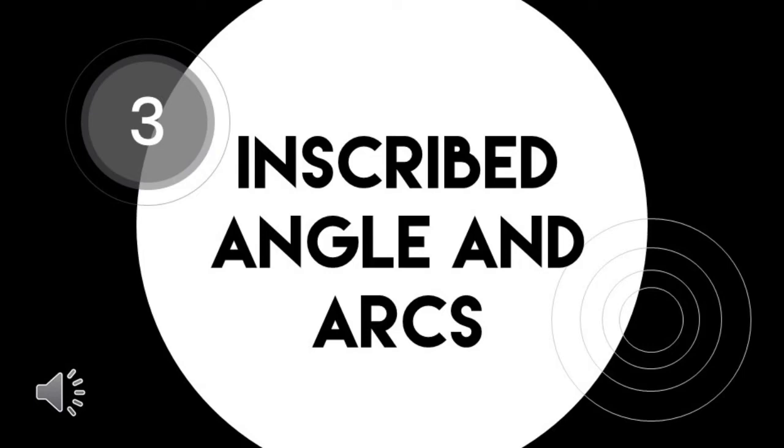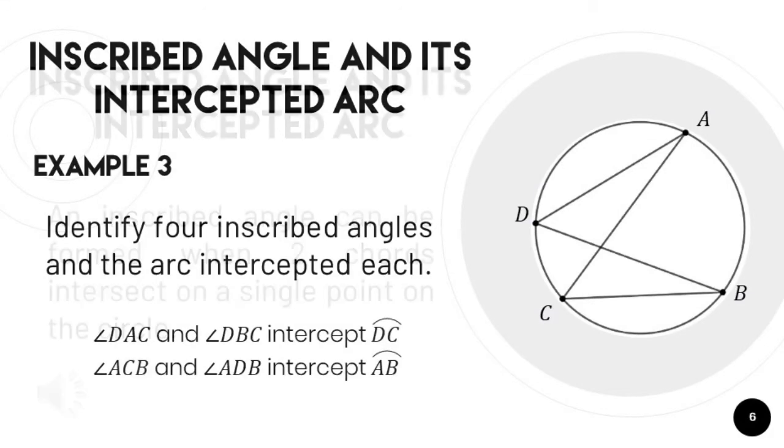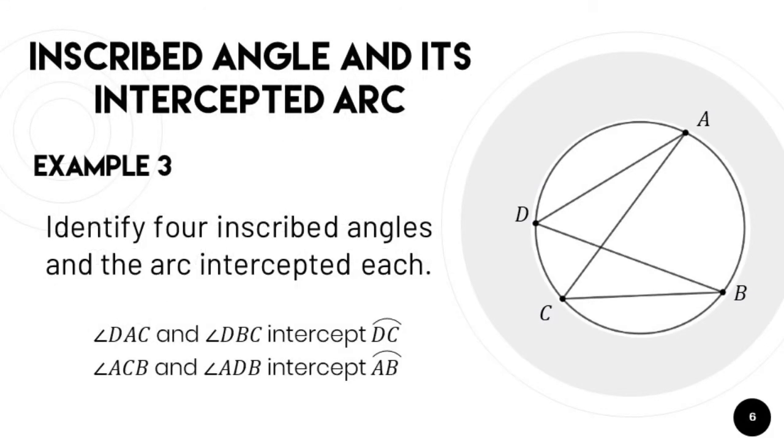Another type of angle that can be formed through segments drawn on a circle is the inscribed angle. Specifically, it can be formed when two chords intersect on a single point on the circle. There are four chords on the figure named as segment DA, segment CA, segment DB, and segment CB, wherein we can deduce that there are four angles, which are angle DAC, angle DBC, angle ACB, and angle ADB.